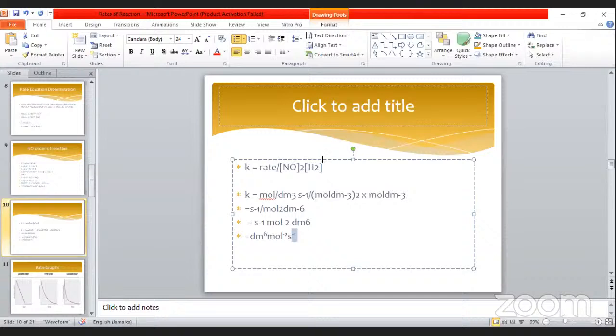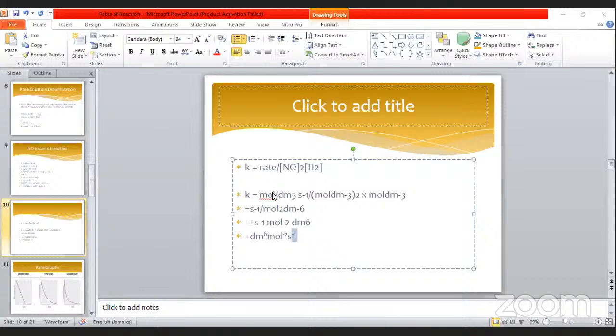So the equation for K is equal to the rate divided by, and we're taking this directly from our rate equation. Remember, we said that rate is equal to K times the concentration of nitrogen monoxide squared times the concentration of hydrogen. That's our rate law for the reaction. Now when we rearrange and make K the subject of the formula, K is equal to rate divided by the concentration of nitrogen monoxide squared times the concentration of hydrogen. Everybody's fine with changing the subject of the formula.